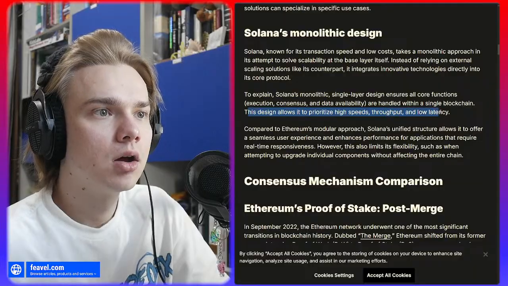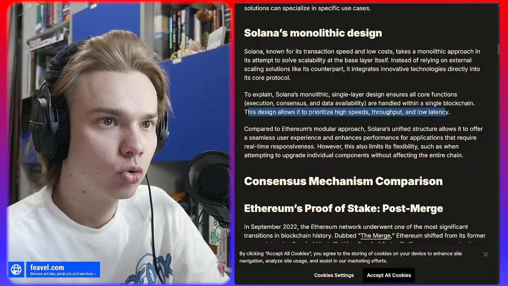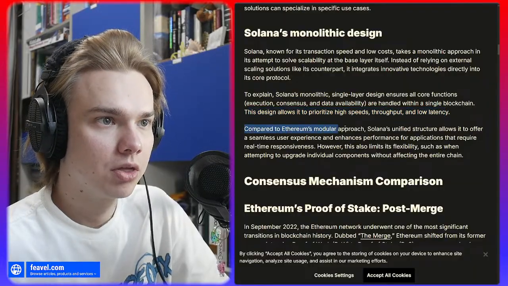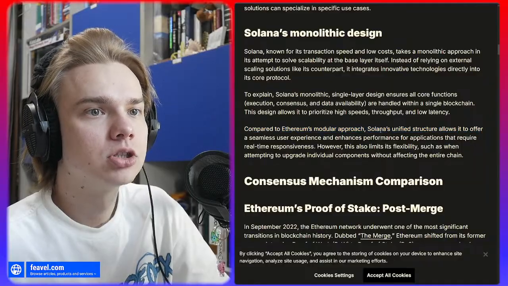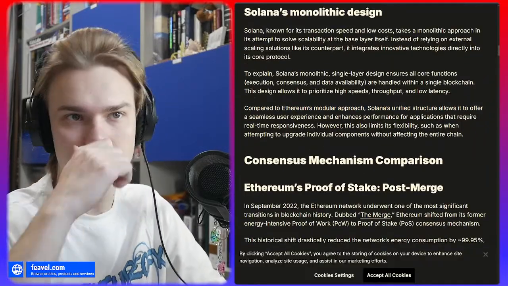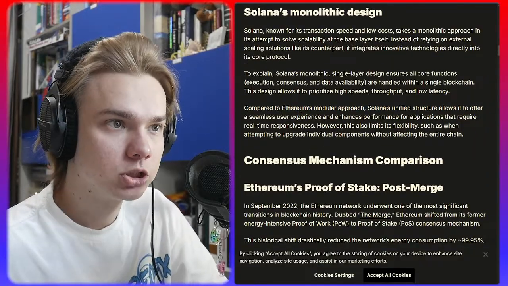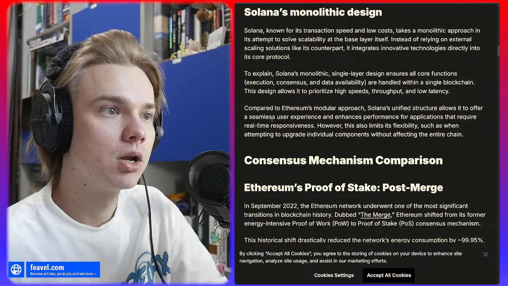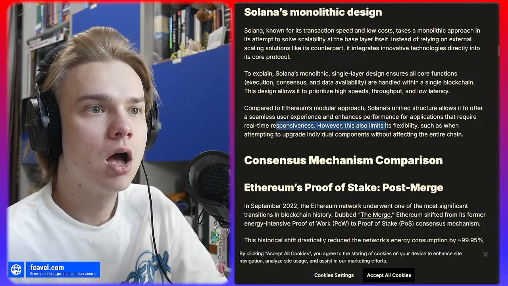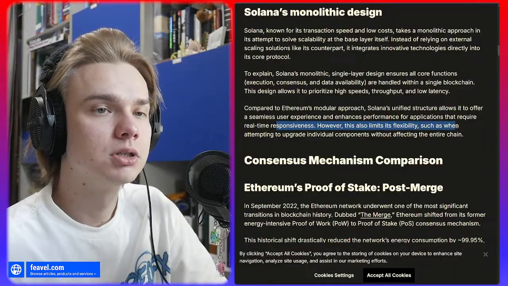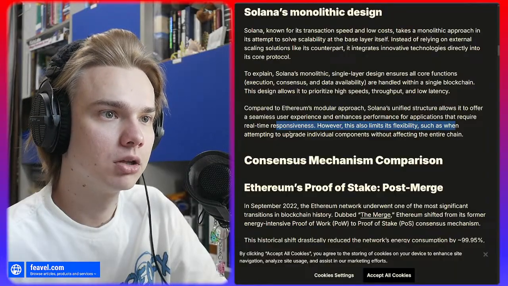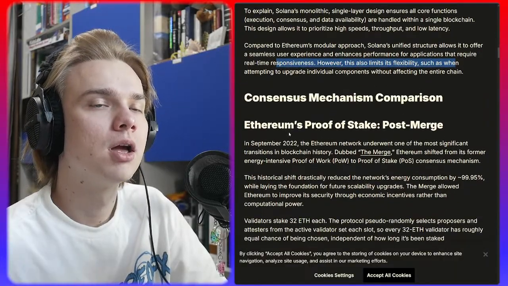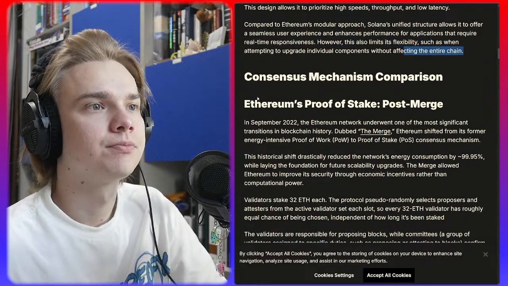This design allows it to prioritize high speed, throughput, and low latency compared to Ethereum's modular approach. Solana's unified structure allows it to offer a seamless user experience and enhanced performance for applications that require real-time responsiveness. However, this also limits its flexibility, such as when attempting to upgrade individual components without affecting the entire chain.